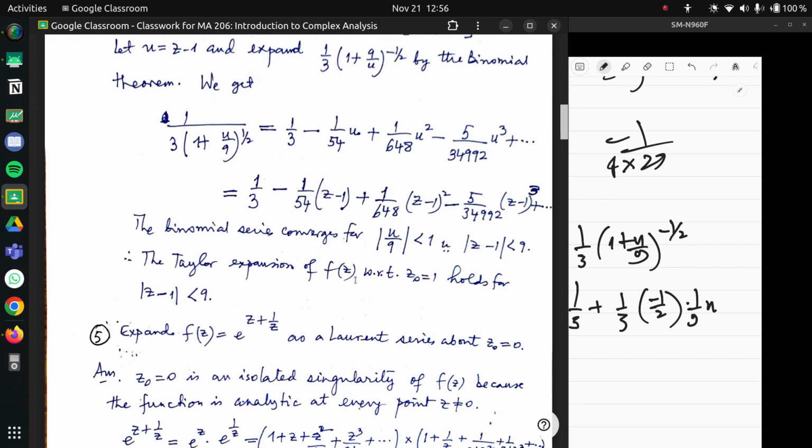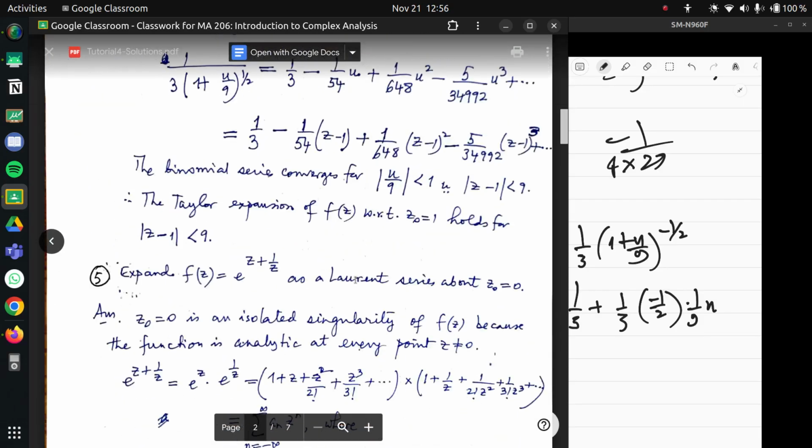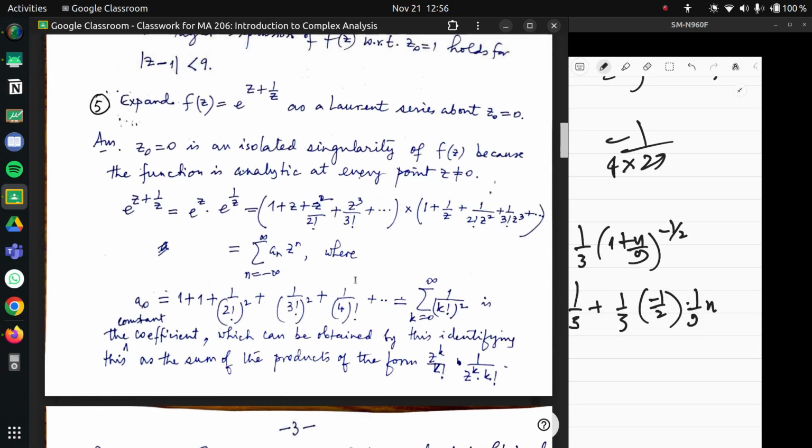It's doing something weird. But yeah, so the binomial series converges for u less than 9 and z minus 1 less than 9. Yes. Fine. This is okay. Just produce the same thing. Then you gotta expand f as a Laurent series around z not equal to 0. Sure. So a sub 0 is just 1 plus 1. Okay, so on. So it's 1 upon k factorial square.